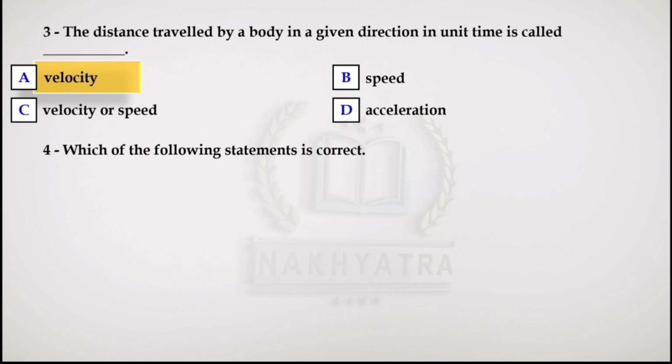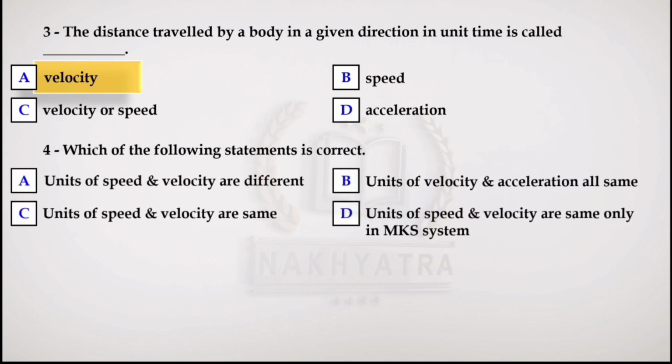So see question number 4. Which of the following statements is correct? So 4 options are given. Now see option A. Units of speed and velocity are different. We know that the unit of speed is meter per second and velocity is also meter per second. So option A is incorrect. Now see option B. Units of velocity and acceleration are same. Definitely not, because the unit of velocity is meter per second, but the unit of acceleration is meter per second square. So they are not same.